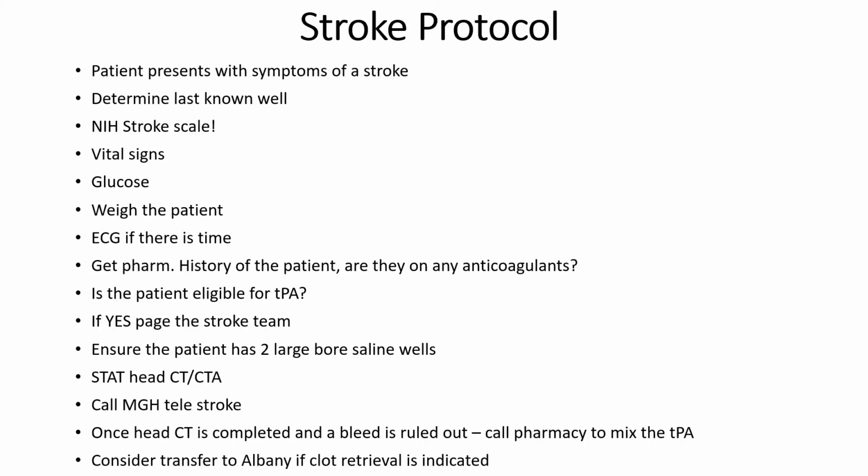So, stroke protocol. A patient presents with stroke symptoms. So say we're on 3 neurocardiac and a patient presents with symptoms of a stroke. They have a facial droop. What do we want to do first?